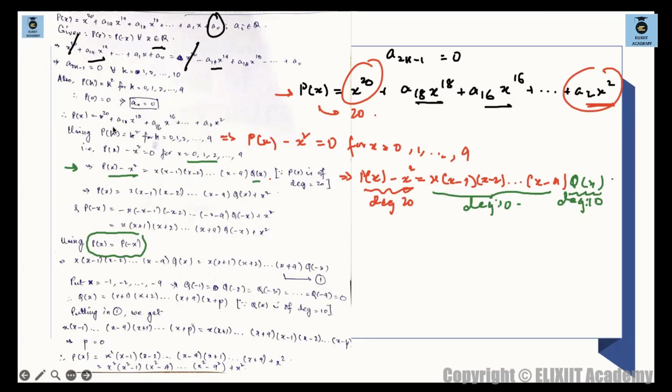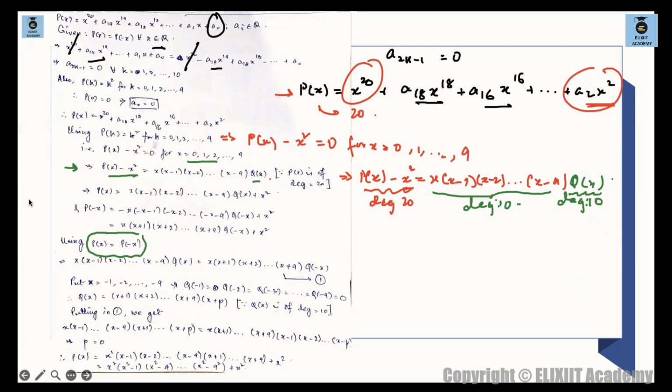Okay, now see over here. You have done these kinds of questions. This is the next thing we are doing, and you need to see it very carefully. Next, we put x equal to minus 1, minus 2 and so on till minus 9. Why minus 1, minus 2 and so on till minus 9? Why do we do this?